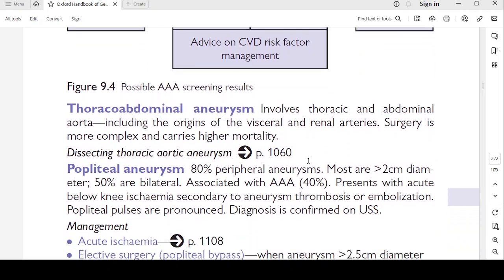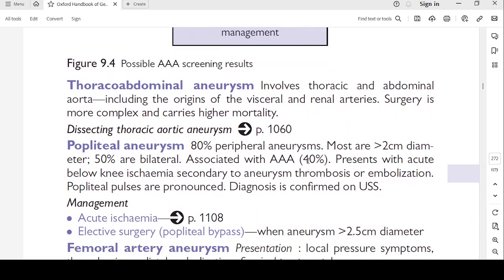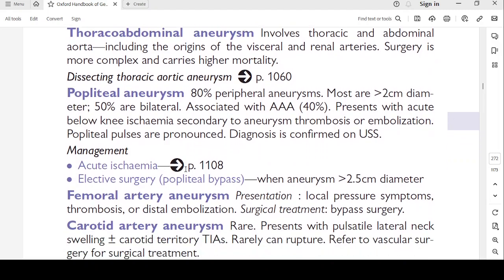Thoracoabdominal aneurysm involves the thoracic and the abdominal aorta, including the origin of the visceral and renal arteries. Surgery is more complex and carries high risk of mortality. Dissecting thoracic aneurysm: we'll see in page 1060.